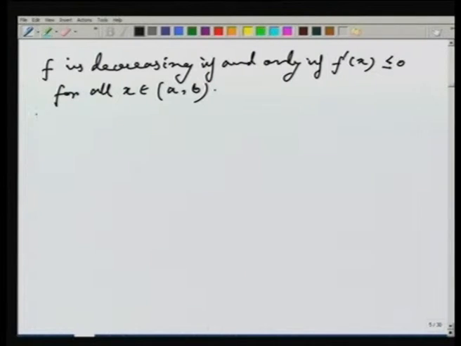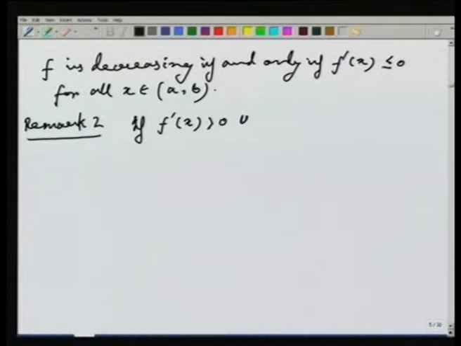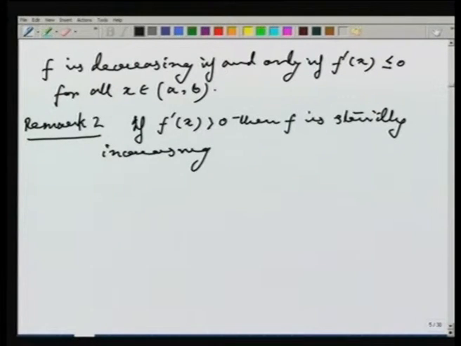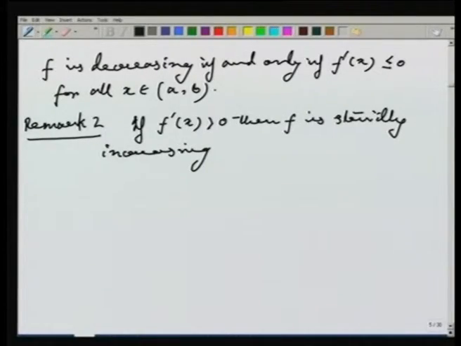Okay. But what about strict inequality? I will again put it as the second remark. If f prime at x is strictly bigger than 0, then f is strictly increasing. Follows again from the mean value theorem. Actually, it is if and only if. Well, this is not actually if and only if. If f prime x is strictly bigger than 0, then f is strictly increasing.